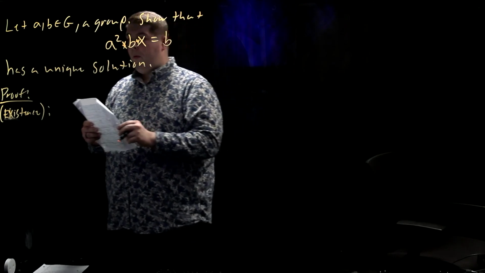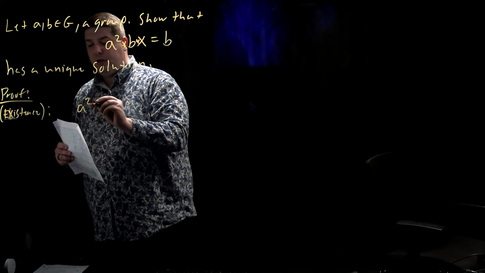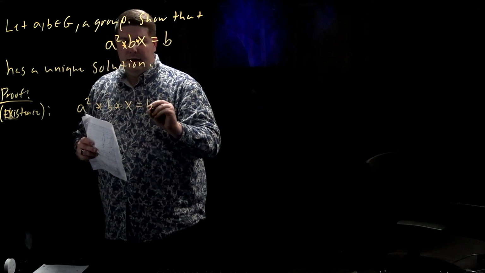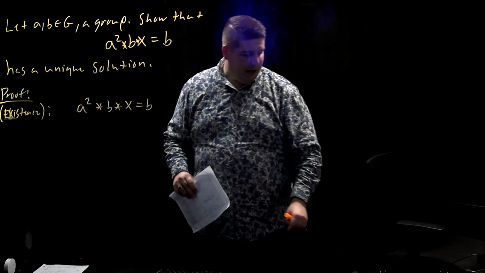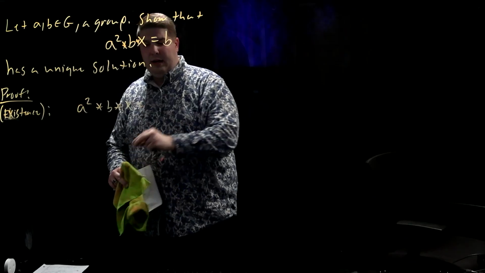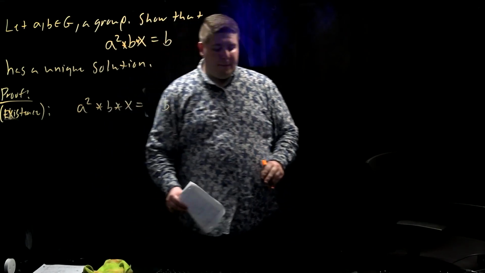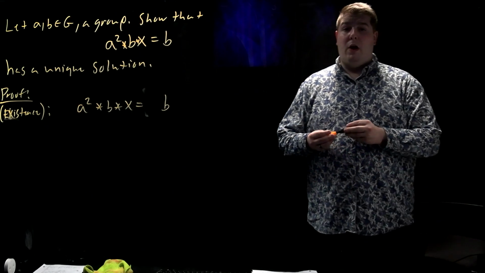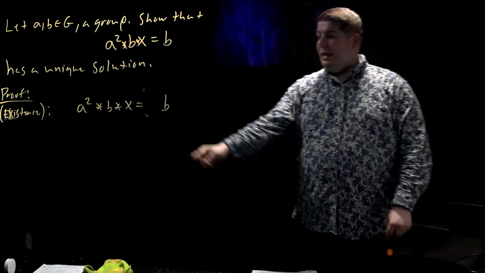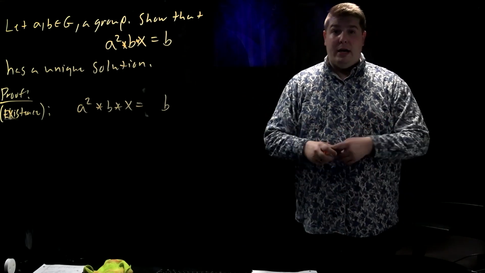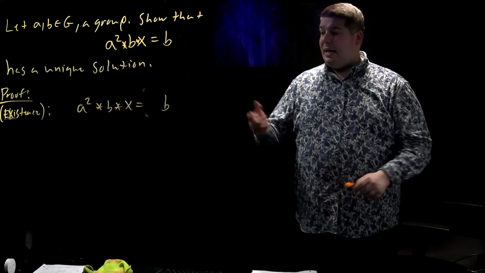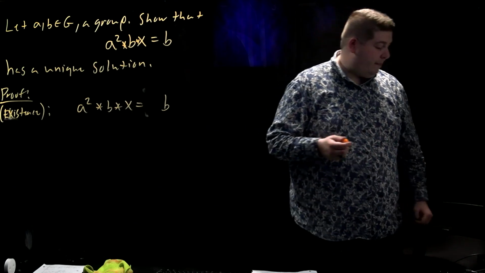All right, so what we have is A squared asterisk B asterisk X is equal to B. Okay, so we are in a group. So we want to solve for X still. I want to get this X by itself. How can I get that X by itself? Well, you want to operate with elements that get rid of A squared and this B.